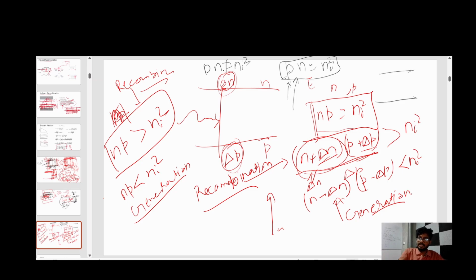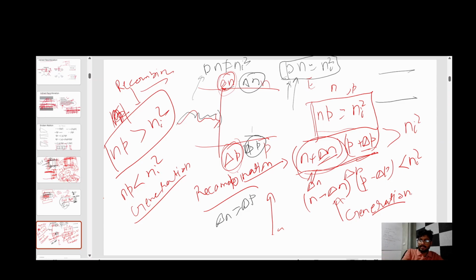When you shine some light on a semiconductor, electrons and holes are generated. Delta n number of electrons and delta p number of holes are generated. This delta n is equal to delta p because they are always generated in a pair. So whenever you shine a light, there will be an equal amount of generation.